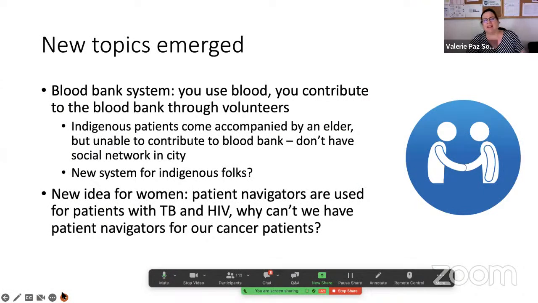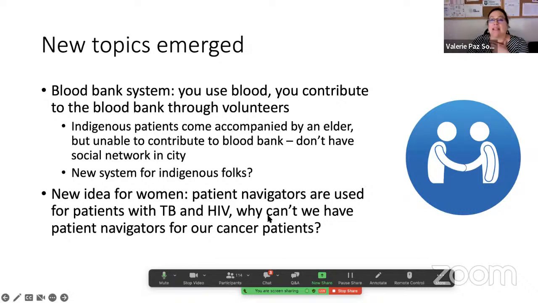Then they started talking about our different patient populations. And they talked about, in Peru, and I suspect that we're not the only country in the world that does this, when you need to use blood from the blood bank, you have to contribute to the blood bank by using volunteers. So you bring in friends or family members. But indigenous patients, there are a lot of different indigenous groups in this state, come accompanied by an elder who may not be able to contribute to the blood bank, and they don't have a network in the city. What do we do? So that came up during this discussion as we're trying to solve the small problems facing what we thought were 4 steps. So they came up with maybe we need to work with the blood bank to come up with a new system for indigenous patients.